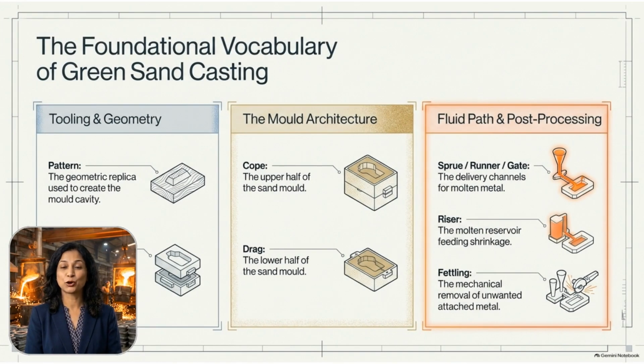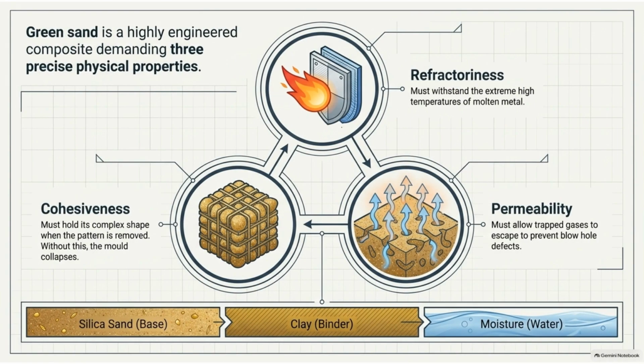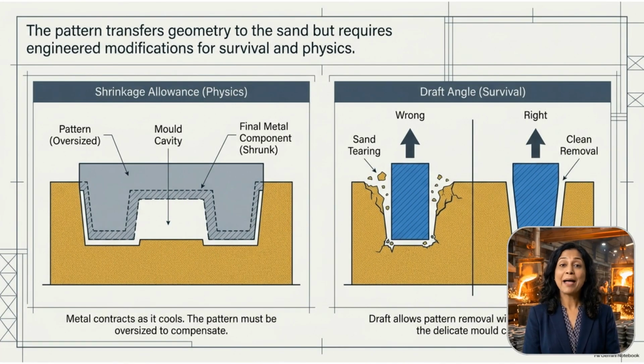Understanding this process requires mastering the vocabulary, from patterns and cores that define geometry to the cope and drag mold structure, and finally, the fluid paths and post-processing steps. The sand used is a highly engineered composite. It must possess three critical properties: refractoriness to handle extreme heat, cohesiveness to hold its shape, and permeability to allow gases to escape. To ensure success, patterns require specific modifications.